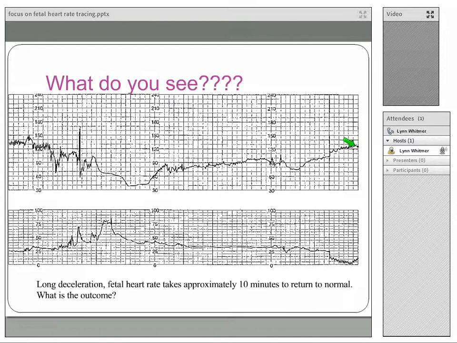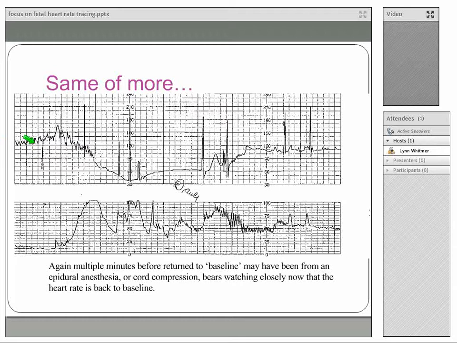Same thing here, again. Fetal heart rate baseline is about 120, 130, and then it drops down into the 30s. We put in an internal monitor here. That's how I can tell, with this line right here. We have internal monitors on, and baby's trying to get back up and finally gets his baseline back up into the 110s.